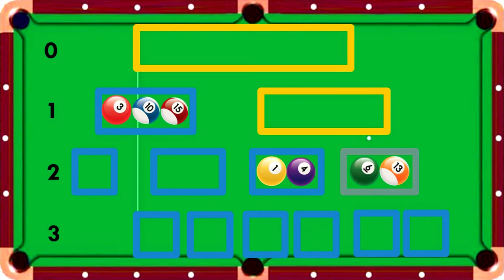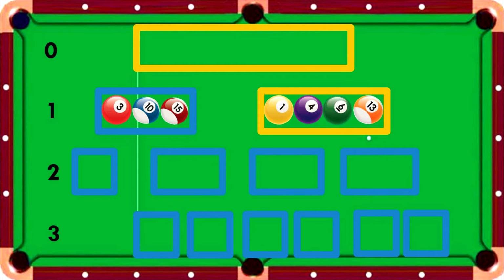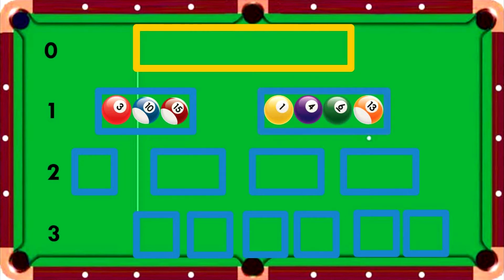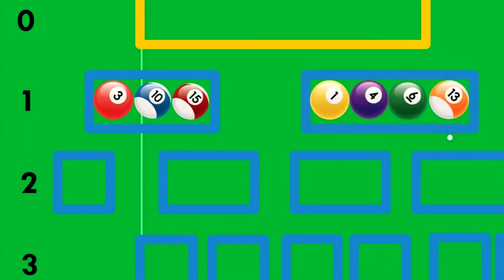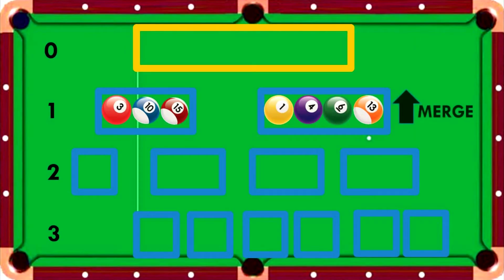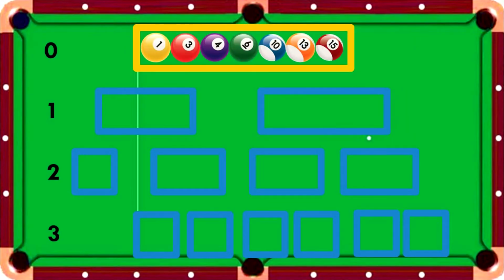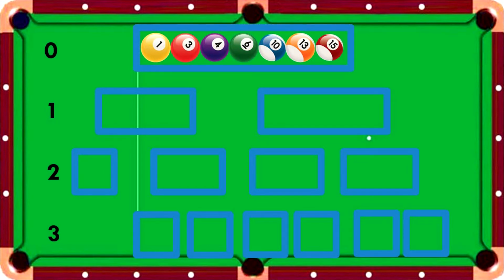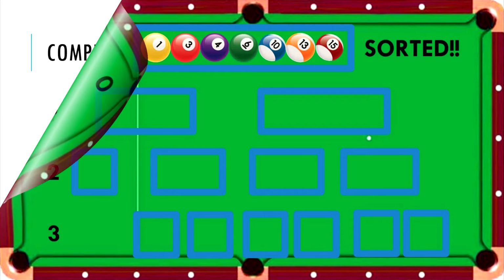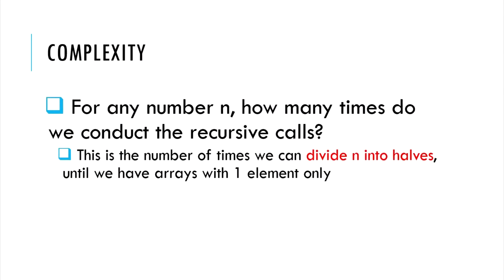Similarly, the right box gets sorted, and finally, these balls get merged to the 4-box container at level 1. Now, level 1 has left and right boxes both sorted. These will get merged and we are brought back to the end of our sorting algorithm. The initially unsorted balls are now sorted. Let's move on to calculating the complexity of this algorithm.